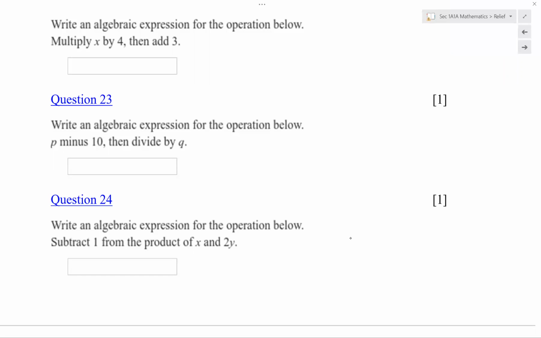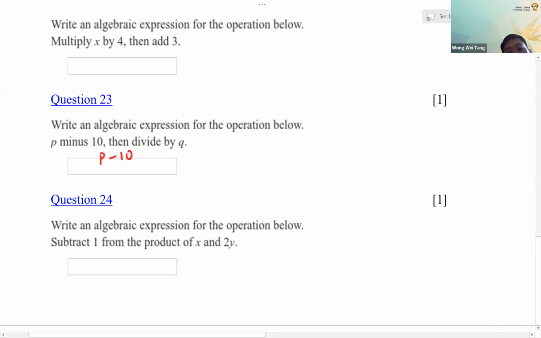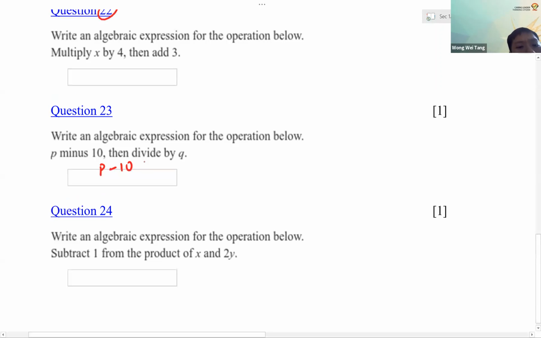Write an algebraic expression P minus 10. Yes. So we should write P minus 10 first, right? What did they say after that? Then after that, divide by Q. Okay. So what should I write? Should I write divide by Q this way? No, over Q. Okay. So the entire thing over Q, yes. Very good.